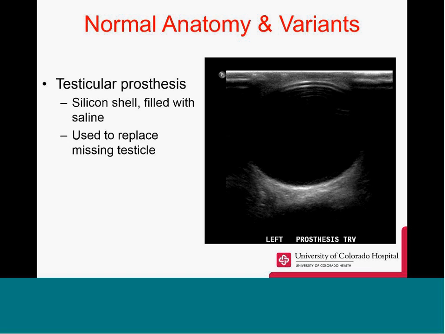Another variant that you could come across while scanning the scrotum is a testicular prosthesis, usually due to testicular cancer. The gentleman would like the appearance of normal testicles. A silicone shell filled with saline is inserted into the hemiscrotum to replace that missing testicle. By ultrasound, you're going to see an anechoic structure with posterior enhancement.